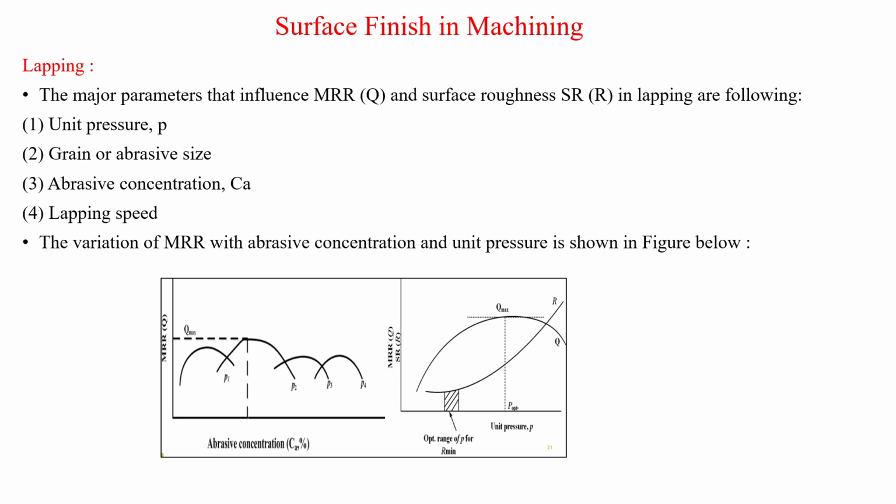One is the unit pressure, which is P. One is the grain or the abrasive size. One is the abrasive concentration, which is Ca, and the lapping speed. We have seen that in the video also. One is the pressure by which the lapping tool pushes the abrasive on the workpiece. One is the size of the abrasive, because the main finishing is done by the grain, then its concentration, and the lapping speed. Fine.